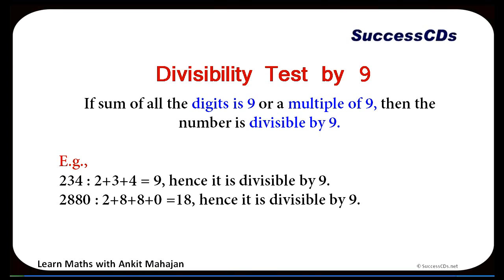Take a bigger number, 2880. Add the digits. 2 plus 8 plus 8 plus 0 comes out to be 18. Hence, this number is also divisible by 9.